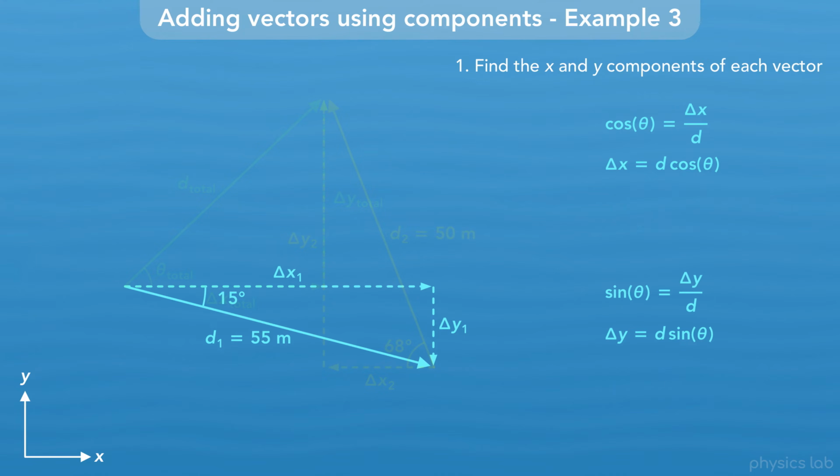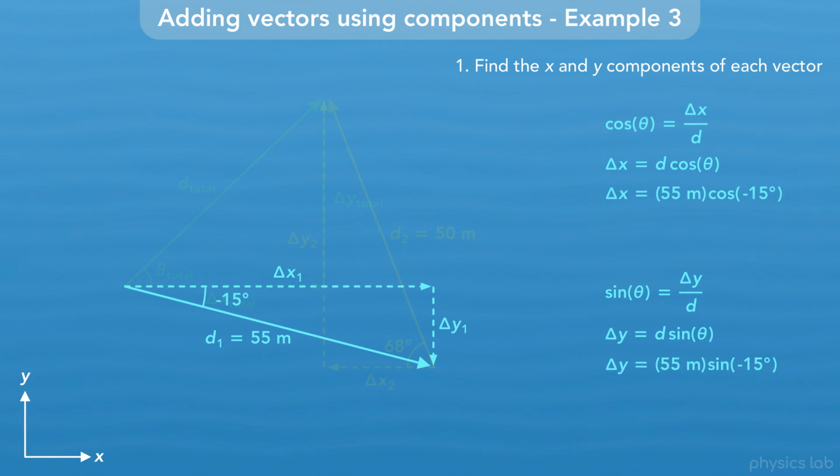The other way we can do this is by using the conventional way of describing angles. We measure a vector's angle relative to the positive x-axis. Counterclockwise angles are positive and clockwise angles are negative. If it helps, you can draw the vector at the origin of the x and y axes to get a better picture of the angle between the vector and the positive x-axis. This vector is 15 degrees clockwise from the positive x-axis, so its angle would be negative 15 degrees.